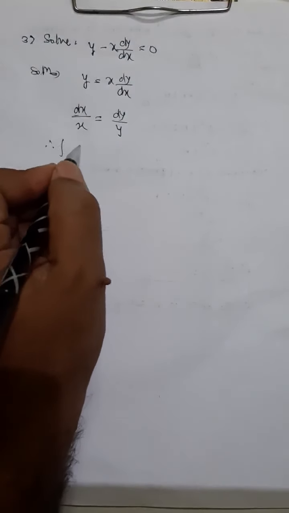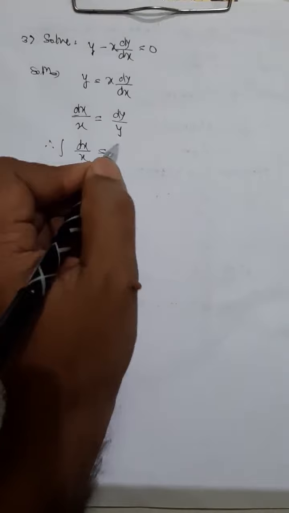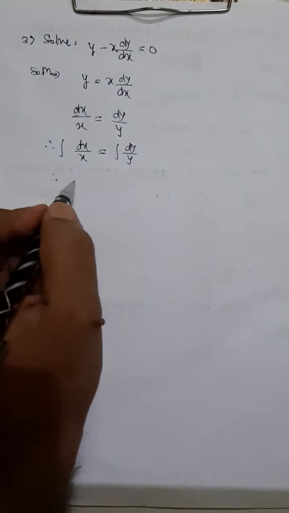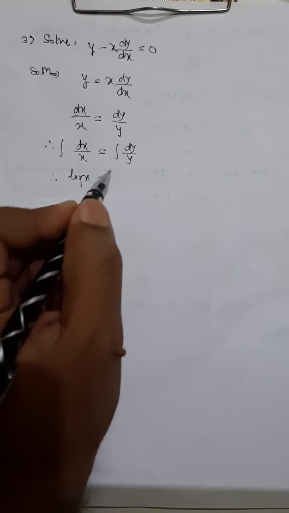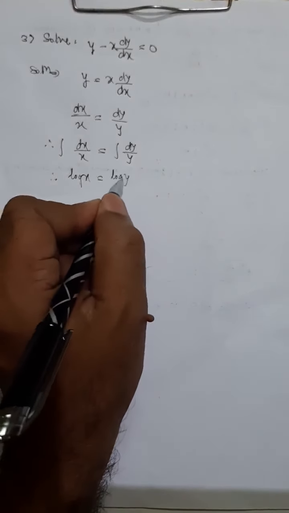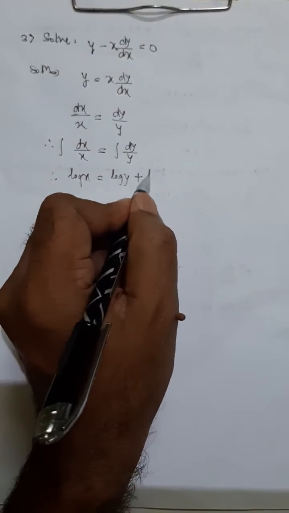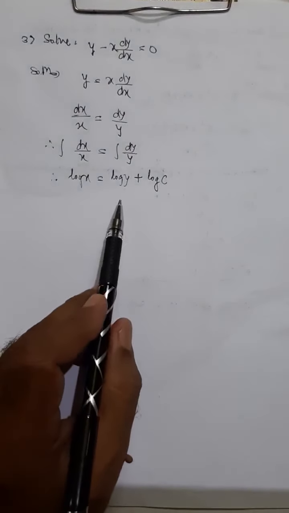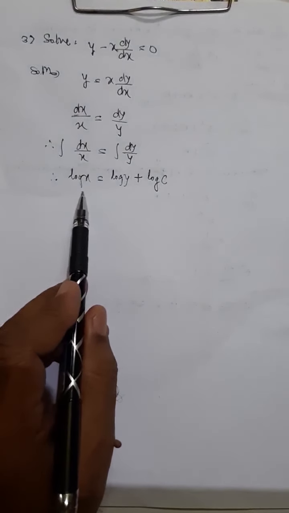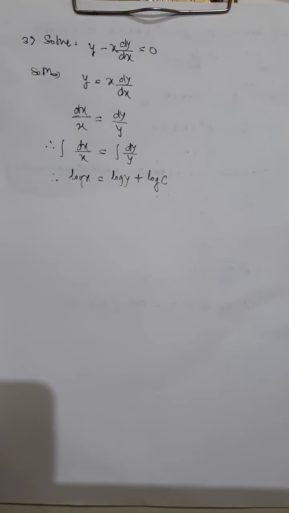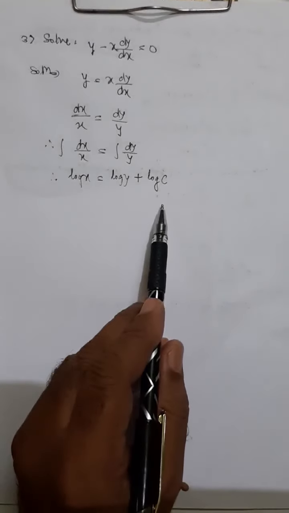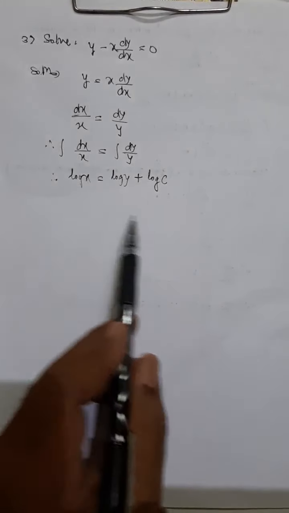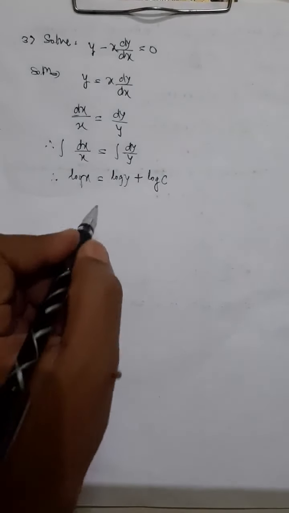After that we are integrating both sides. Integration dx upon x, integration dy upon y. Integration of 1 upon x is log x, integration of 1 upon y dy is log y, plus take here the constant of integration as log c. Note that whenever log is there, log must be in each term, then you take the constant as log c. Also you can take simply the constant as c, but for our convenience, whenever log is there in each term, add plus log c as the constant of integration.